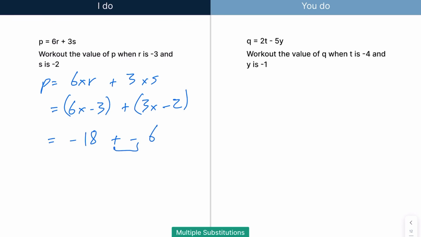Now this can be tidied up. The plus and the minus become a minus, so that becomes minus 18, minus 6, which then gives us a final answer of minus 24.